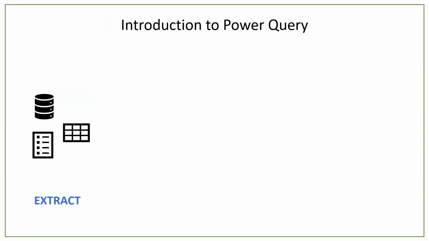As you can see, we have three symbols. One symbol for database, one for a flat file. Flat file stands for a PDF or a CSV or a Word document or an XML document. And the third icon is basically for a spreadsheet. We'll get the data from spreadsheet. So we have dissimilar sources and we extract the data from there.